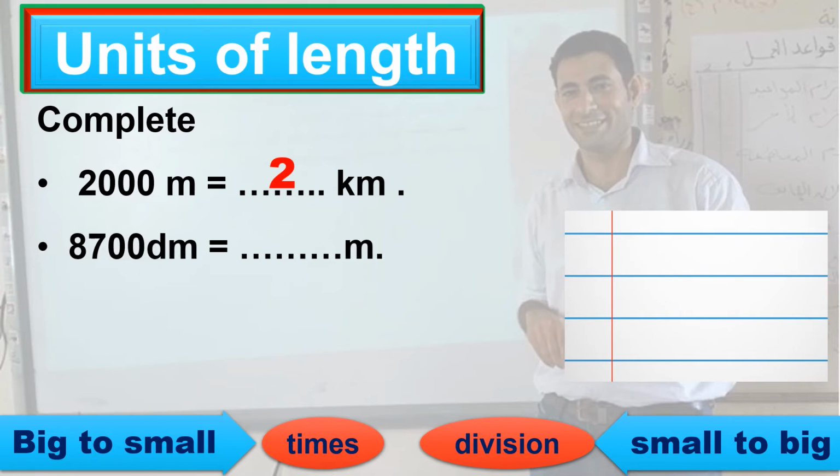Another one, 8700 decimeter equals dots meter. Now we will convert between decimeter and meter. We know that decimeter is smaller than meter. In this case we will divide. To convert between decimeter and meter we will divide by 10. Then we will divide 8700 by 10. The result will be 870 meter.